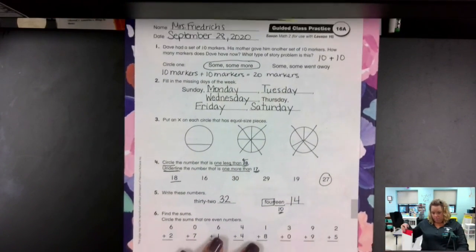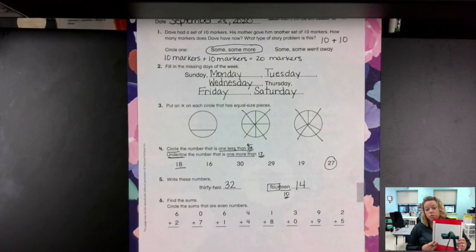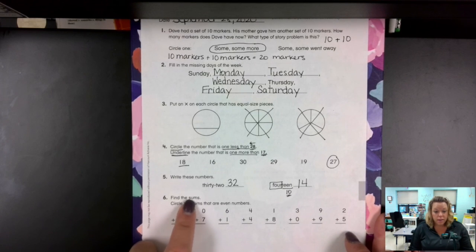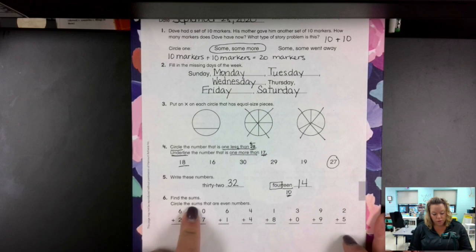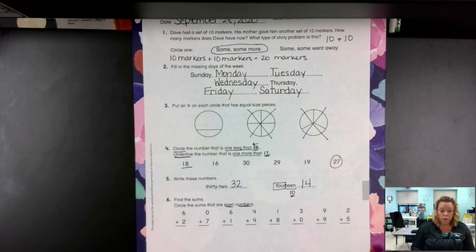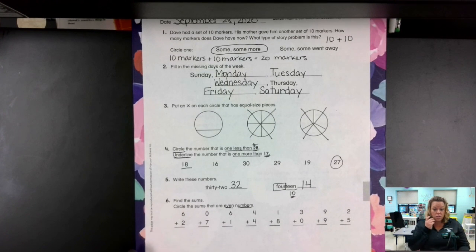And lastly, if you need to use your 100 numbers chart to help you with finding your sums, you can use it. I'm going to put mine to the side. It says find the sums. Then we have to circle the sums that are even numbers. Okay, let's find our sums first.